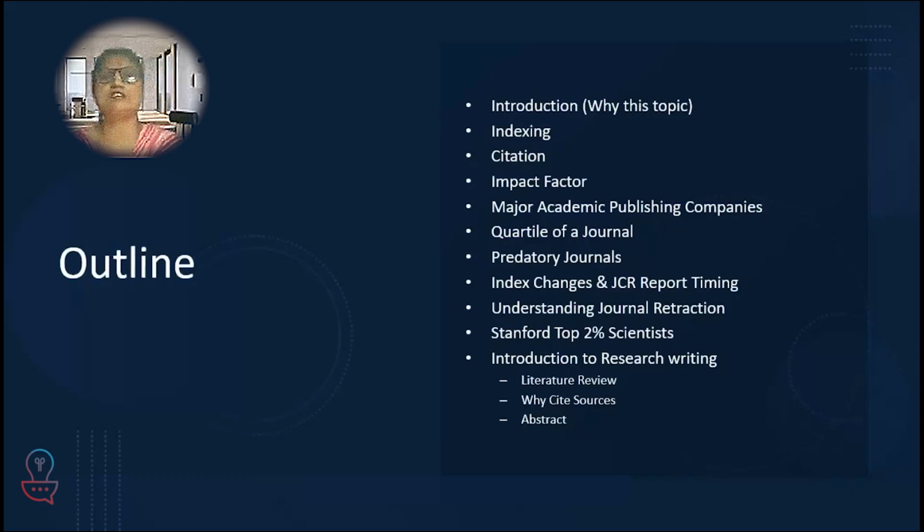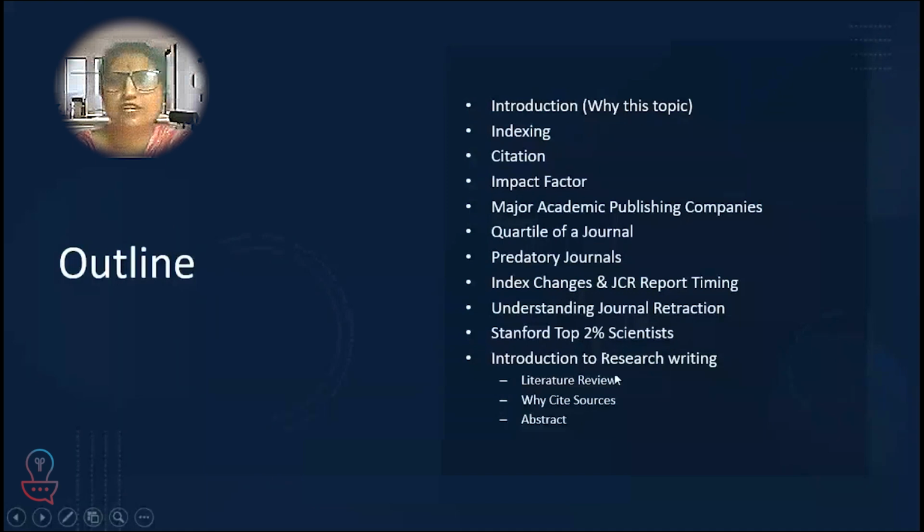This is the outline of my talk. First, I will discuss why this topic is important. Then I will discuss indexing, then citation, then impact factor, then major academic publishing companies. Then we will learn about the quartile of a journal. Then we will discuss predatory journals, index changes, and journal citation report timing. Then we will understand journal retractions. Then we will also discuss the top 2% scientists, and this all will form the first part of my presentation.